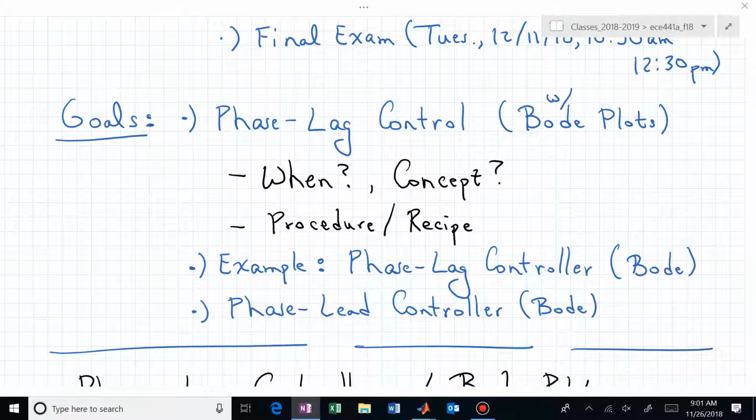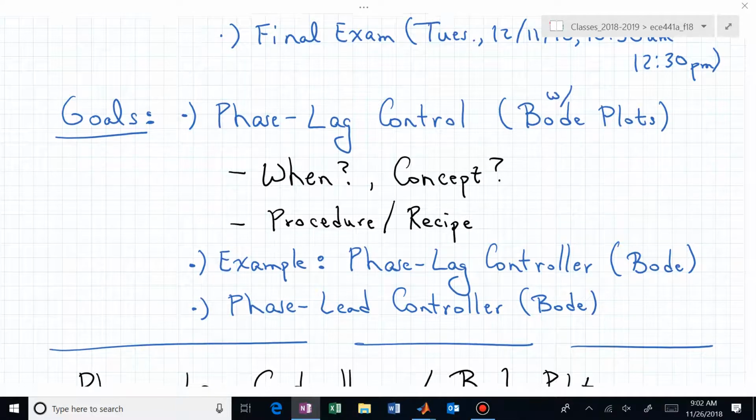And we'll talk about when we might want to use a phase lag controller, the concept, and then since it's in this cooking season, I'll give you a recipe. What's the recipe for producing a phase lag controller using Bode plot techniques? We'll go through an example, and then we'll get into the next controller design using Bode plots, and that's the phase lead controller. That will probably have to wait until the next time we are together.